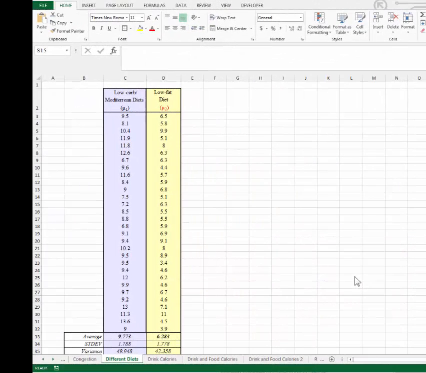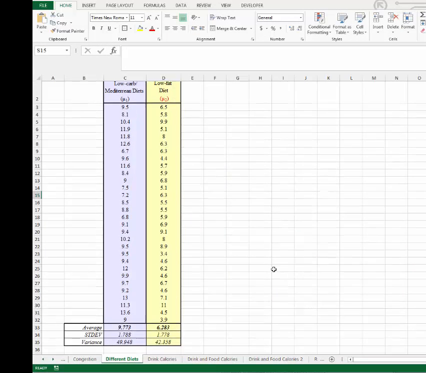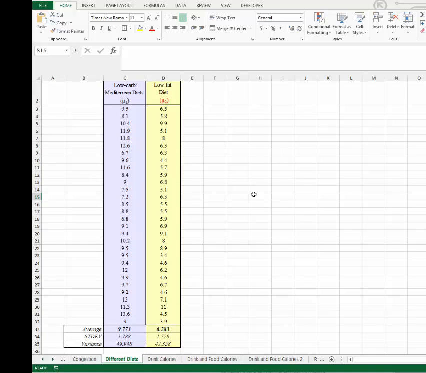So you can see I brought in the data, I fancied it up a little bit, I made it in purple and yellow, but basically it's the same as your data. And I've also labeled it, and this is very important. I've labeled it mu1 and mu2. Mu1 is the Mediterranean diet, or the low carb diet, and mu2 is the low fat diet. And this becomes very important as we move through the problem.